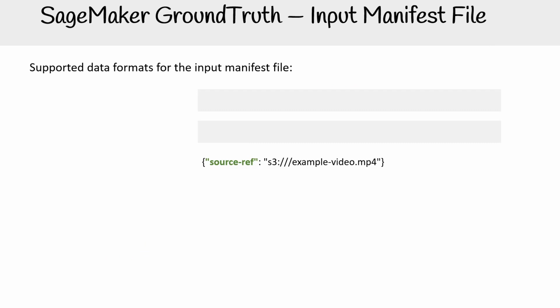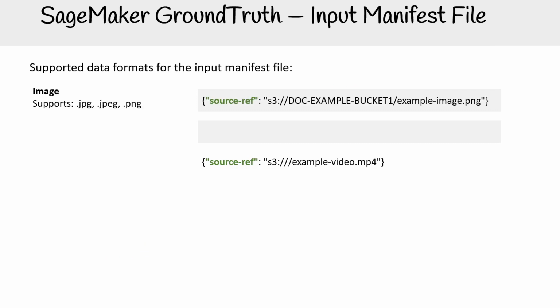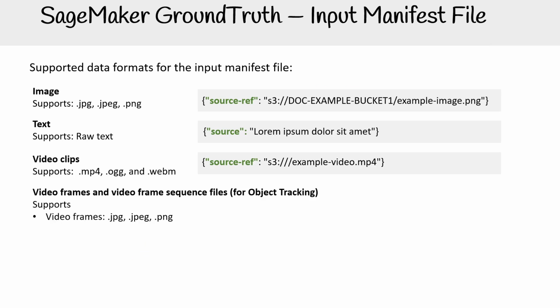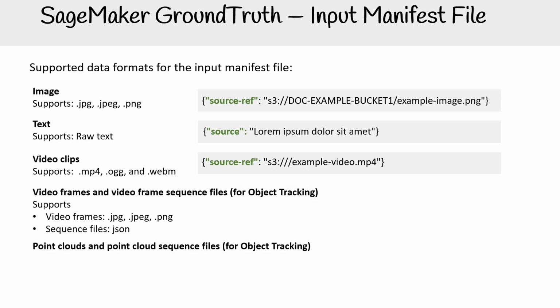Continuing on, the supported data formats for the input manifest file are images, text, video, video frames, and video frame sequences for object tracking, which supports video frames and sequence files. We have point clouds and point cloud sequence files. So here we have things like binary pack format or ASCII, and then obviously for sequence files, JSON.